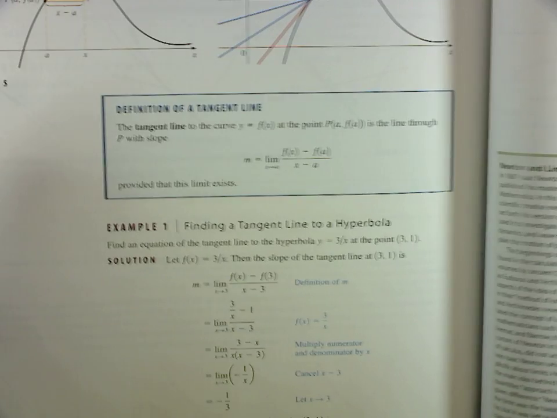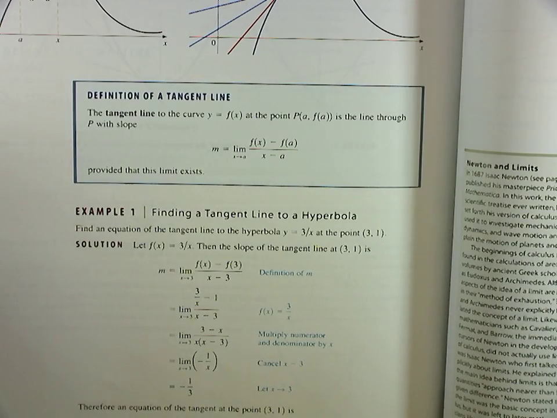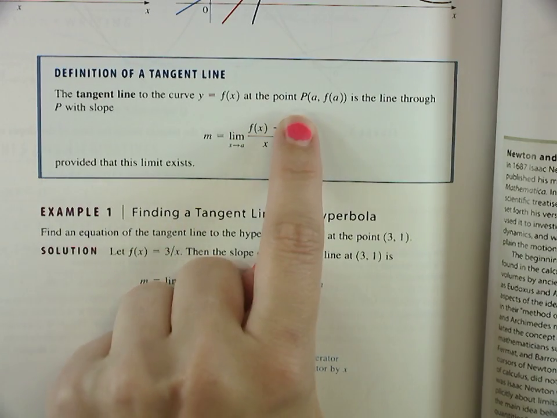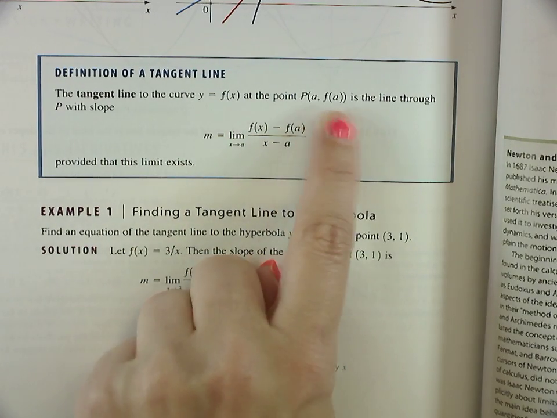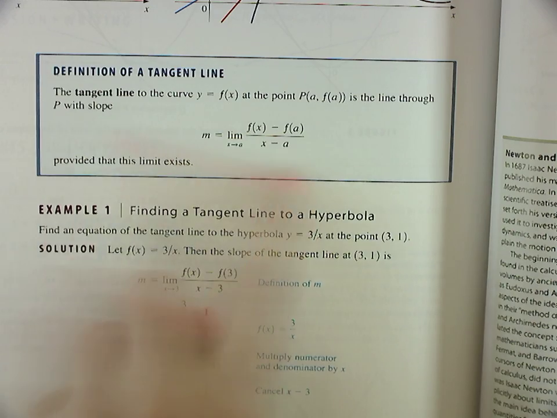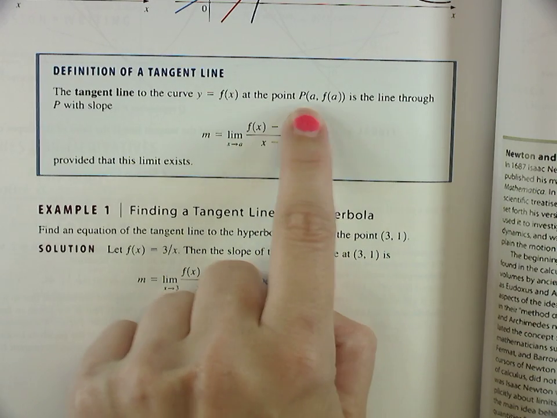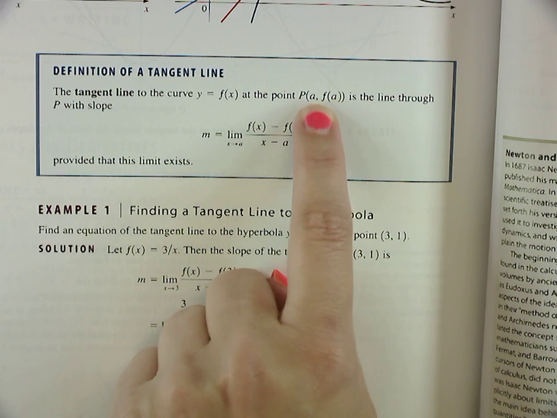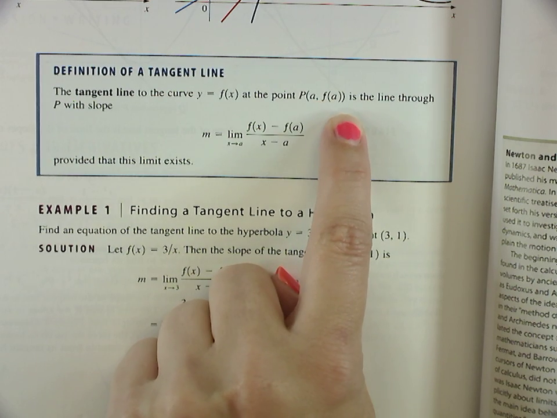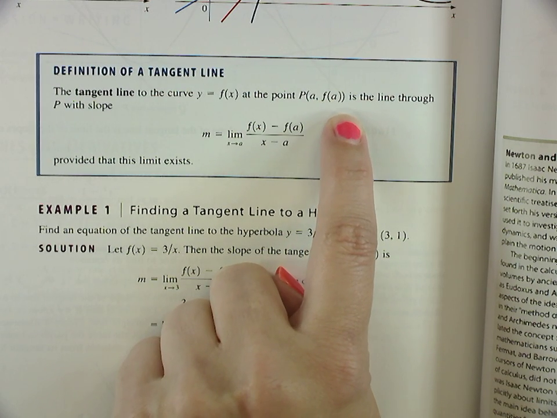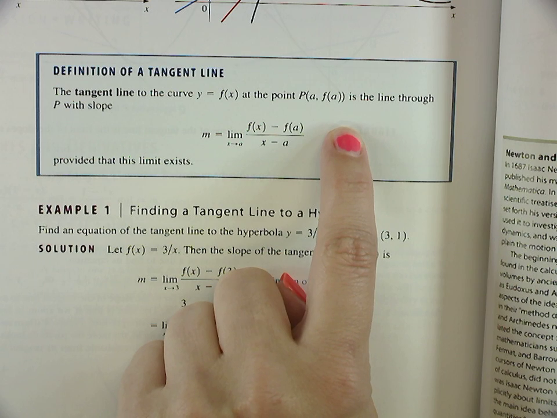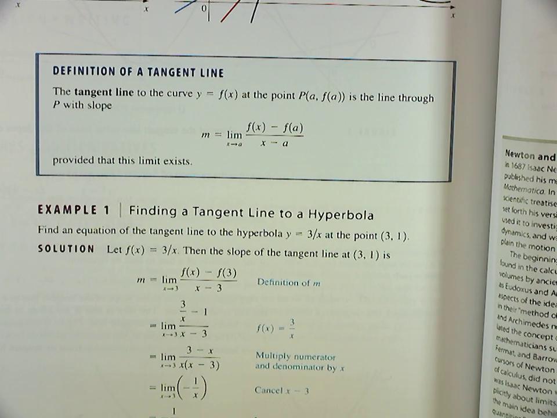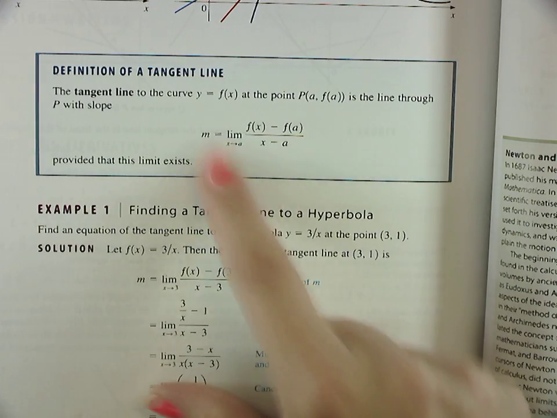So your definition of a tangent line to a curve y equals f of x at the point P (a, f of a) is the line through P with the slope. Now when it says the point (a, f of a), remember a is just your x value or your input, and f of a is the y value or your output. So when you plug in a into f of a, that's going to be your y value, the second part of your point.